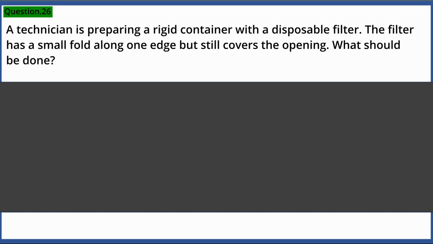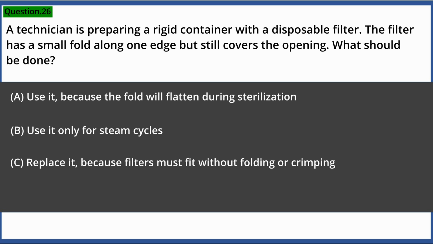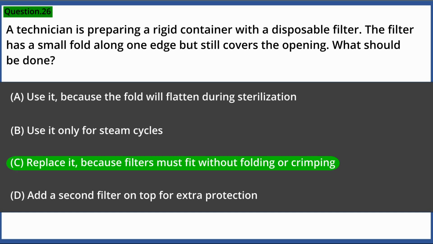A technician is preparing a rigid container with a disposable filter. The filter has a small fold along one edge but still covers the opening. What should be done? A. Use it, because the fold will flatten during sterilization. B. Use it only for steam cycles. C. Replace it, because filters must fit without folding or crimping. D. Add a second filter on top for extra protection. Answer. C. Replace it, because filters must fit without folding or crimping.